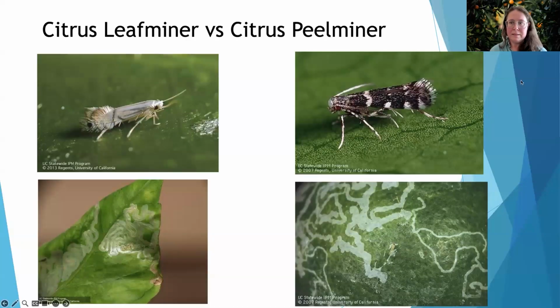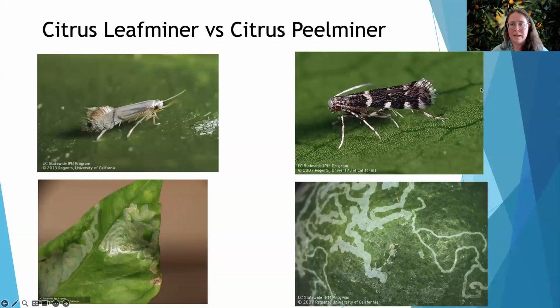A similar moth species you might see on your citrus trees, the citrus peel miner, which is right here on the right, may be mistaken for citrus leaf miner. Unlike citrus leaf miner, the citrus peel miner is native to the southwestern US, but it can also be a pest. The adults of citrus leaf miner are silvery white in color, while the citrus peel miner adults are brown.